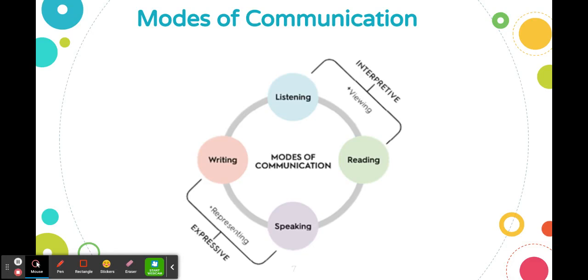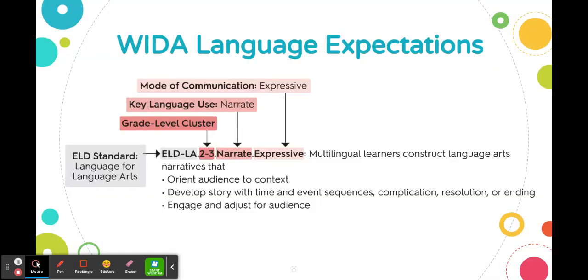Another main part of the WIDA framework are the modes of communication. The interpretive mode encompasses listening, reading, and viewing, while the expressive mode encompasses speaking, writing, and representing. Students also communicate through gestures, facial expressions, images, and many other ways. Here is an example of a WIDA language expectation for content-driven language. These statements describe the language necessary for meeting grade-level academic content standards.